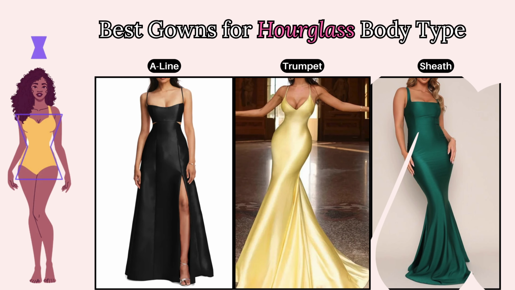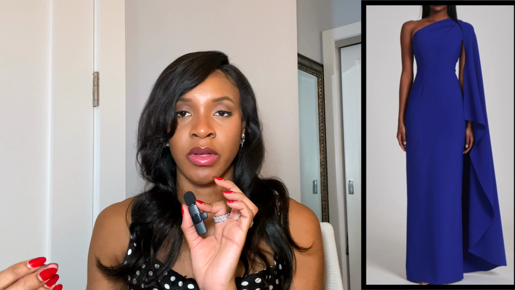So the sheath gown will also work well on the hourglass body. It has a form-fitting design, so it's more on the fitted side in terms of silhouette, and it also has those elements and details that help to support the curves on the hourglass body. So it has a nipped waist that just keeps the waist defined and lets the other areas just be, which is great for the hourglass body.